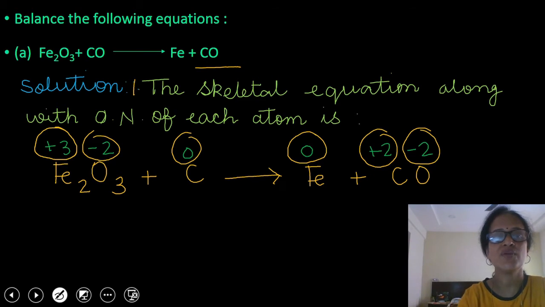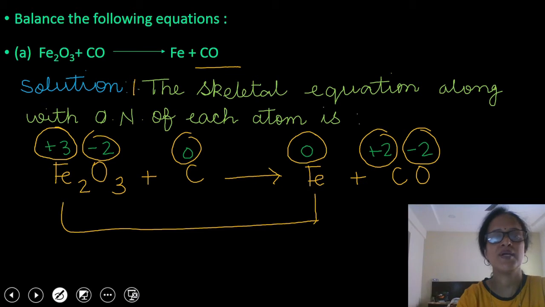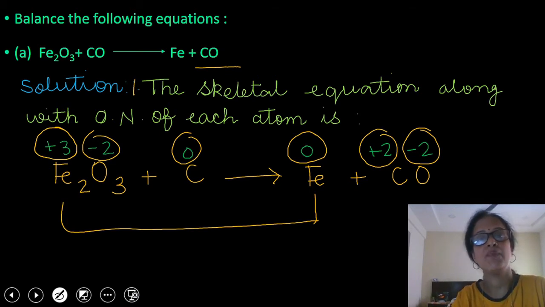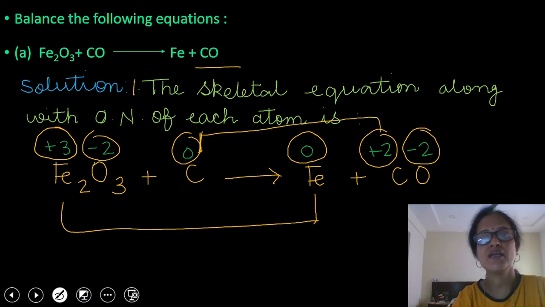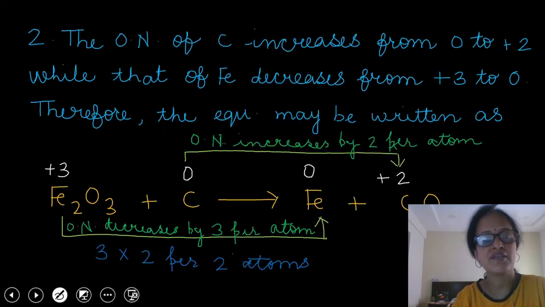So if you look carefully, you can find that the oxidation number of iron decreases by 3 per atom. The oxidation number of iron changes from +3 to 0. It means it decreases by 3 per atom. But we have 2 iron atoms. So the total decrease will be 2 into 3, which is 6. Similarly, the oxidation number of carbon increases from 0 to +2. So it increases by 2 per atom, which I am going to explain in the next step.